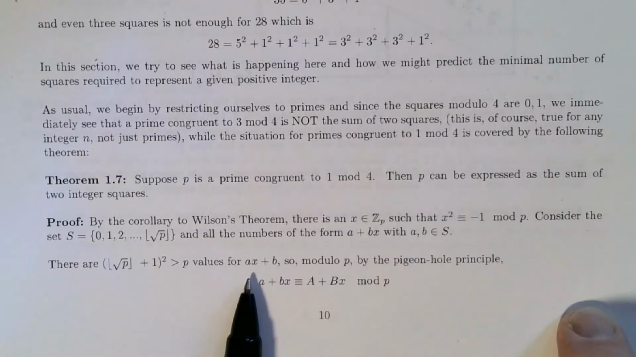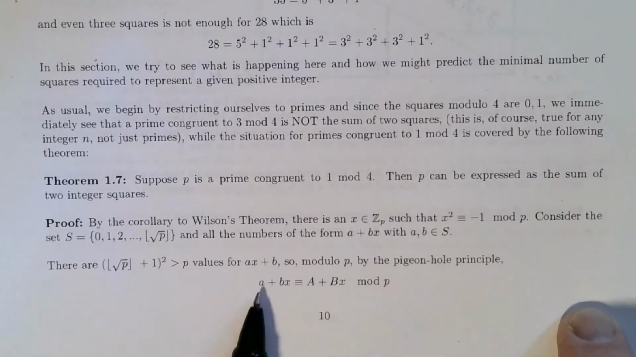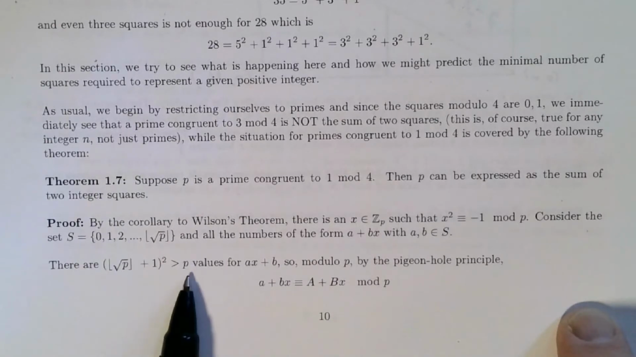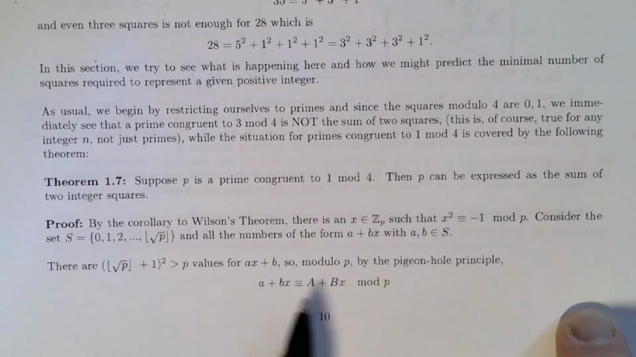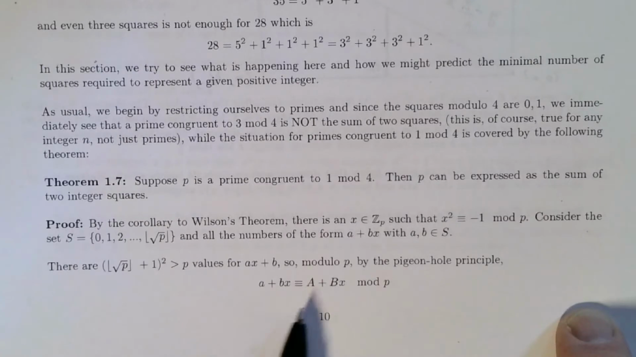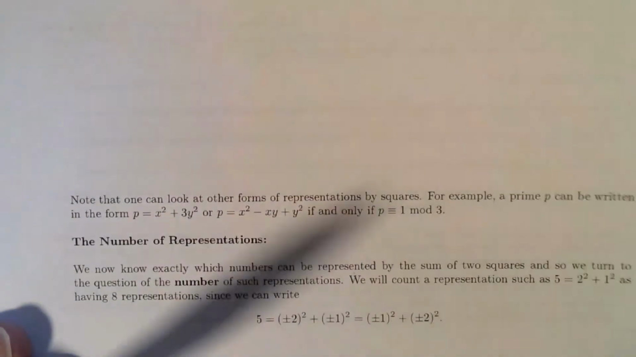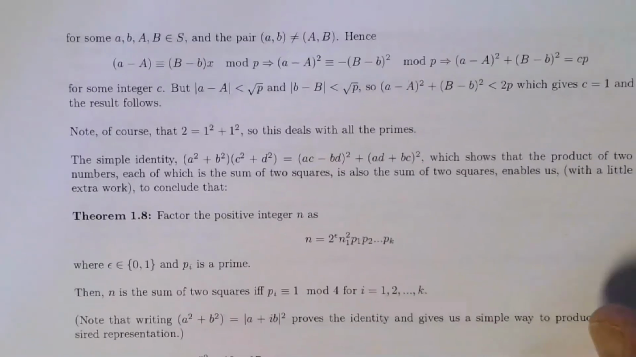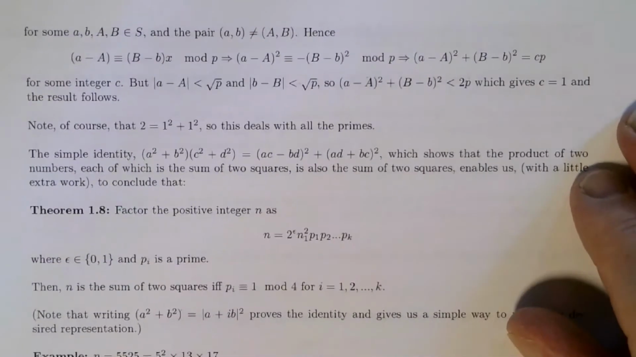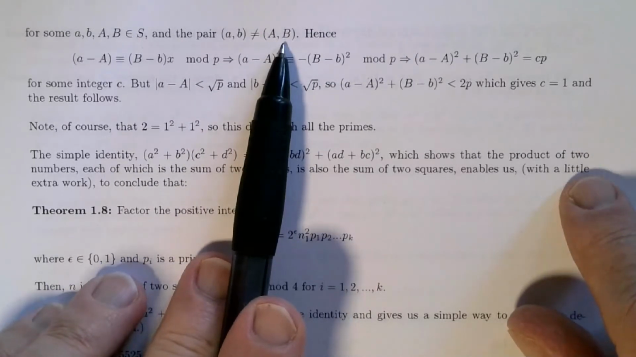So modulo p, by the pigeonhole principle, there are more here than there are values of p, so 2 of these must be the same modulo p. So there has to be a little a plus little b x congruent to capital A plus capital B x modulo p, for some little a, little b, capital A, capital B, and this pair, as an ordered pair, have to be different.